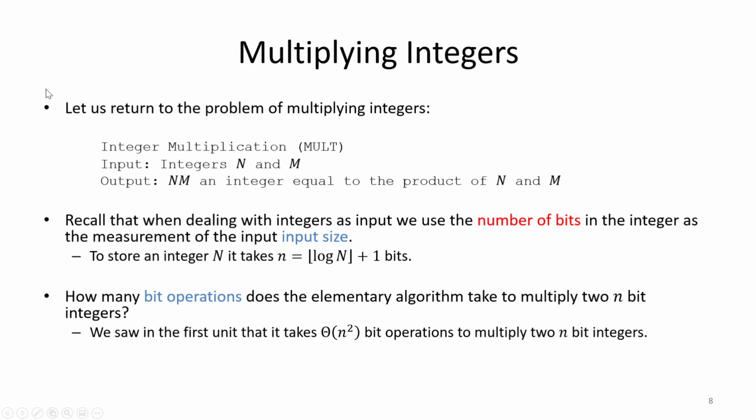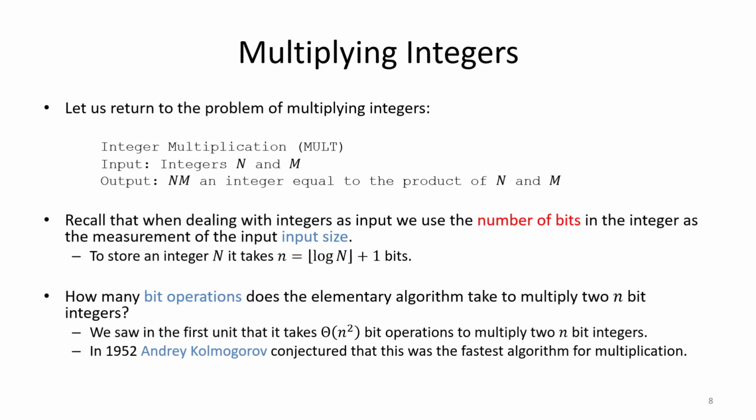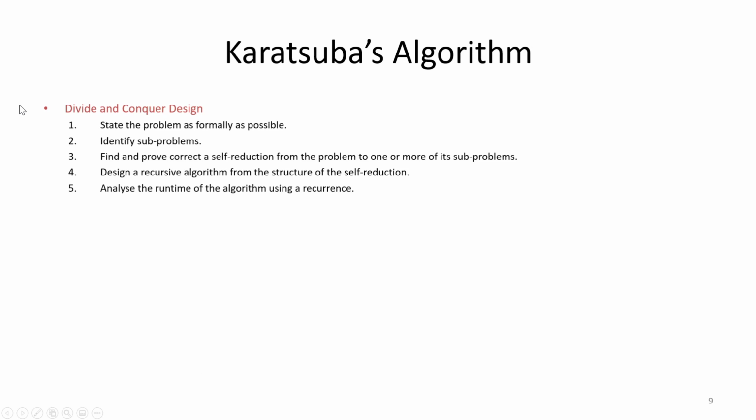Okay, so we saw that this was n squared. We just revisited that now. All right, in 1952, a famous Russian mathematician, Andrei Kolmogorov, conjectured that this grade school algorithm was the fastest you could possibly do for multiplication. Well, spoilers, he was wrong. And that's where we're going to bring in Karatsuba's algorithm.